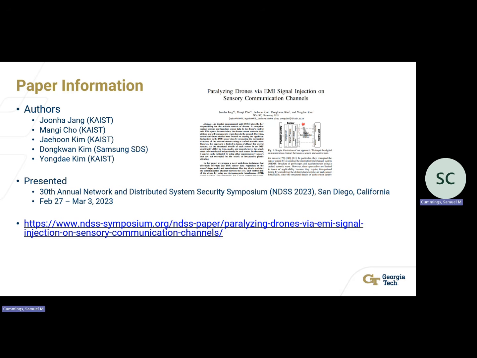This paper was presented at the 30th Annual Network and Distributed System Security Symposium in San Diego, California, back in 2023. The authors of this paper are listed there off to the left. They are John-Ha Cheng, Banji Cho, Jae-Hon Kim, Dongkwon Kim, Youngdae Kim. Four of these authors were from the Korea Advanced Institute of Science and Technology. I've included a link to the paper and will include it in the description of this video.